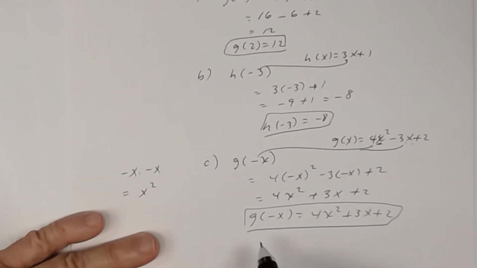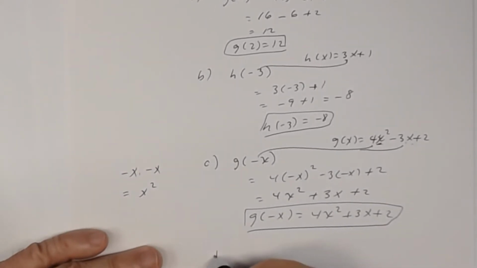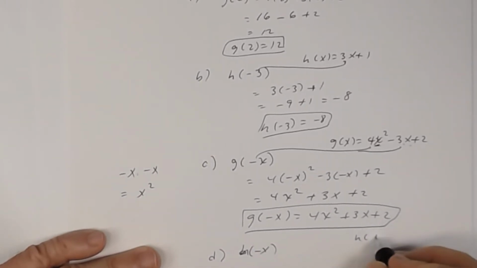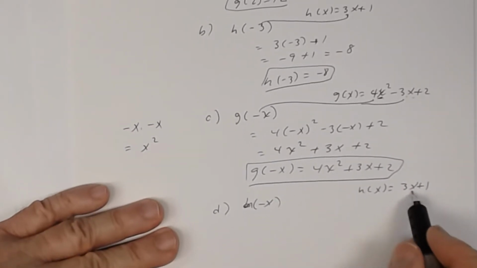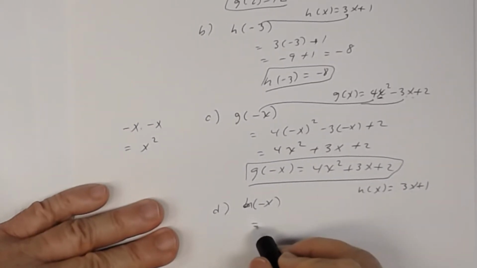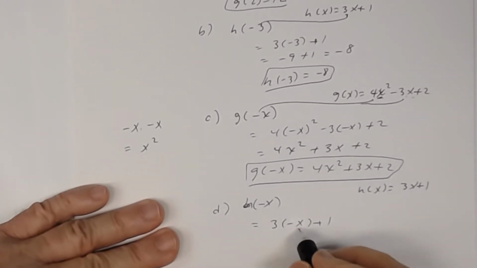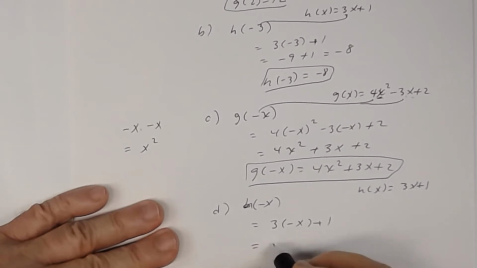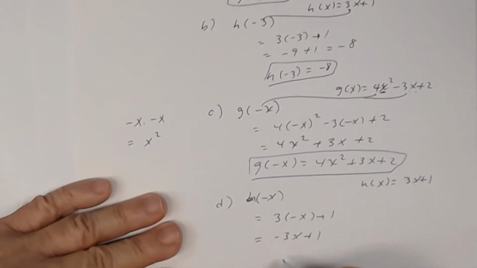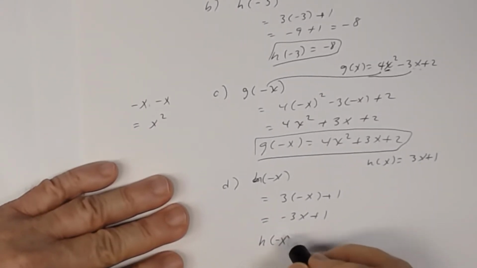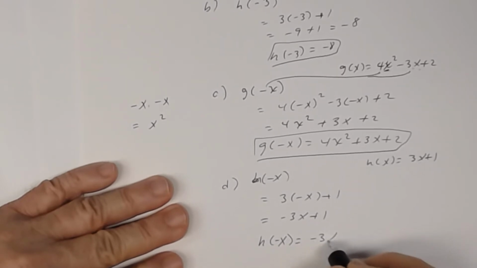Okay? Now if you want to compare that with, let's say, h of x, do that. So let's say we want to find h of negative x this time. So here's h of x. So h of x is 3x plus 1. And so wherever you see the variable x, you would substitute negative x. So it becomes 3 times negative x plus 1. And so 3 times negative x is a negative 3x. So the answer is negative 3x plus 1. That's all you can do. So h of negative x will equal negative 3x plus 1.